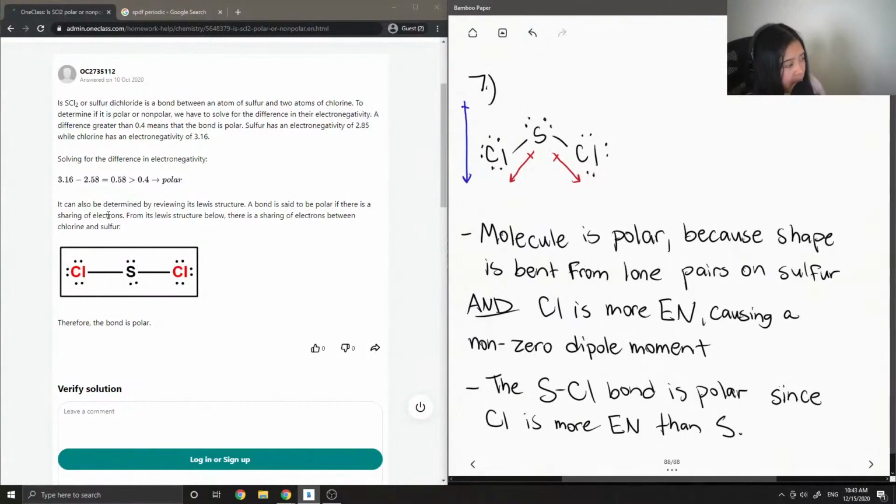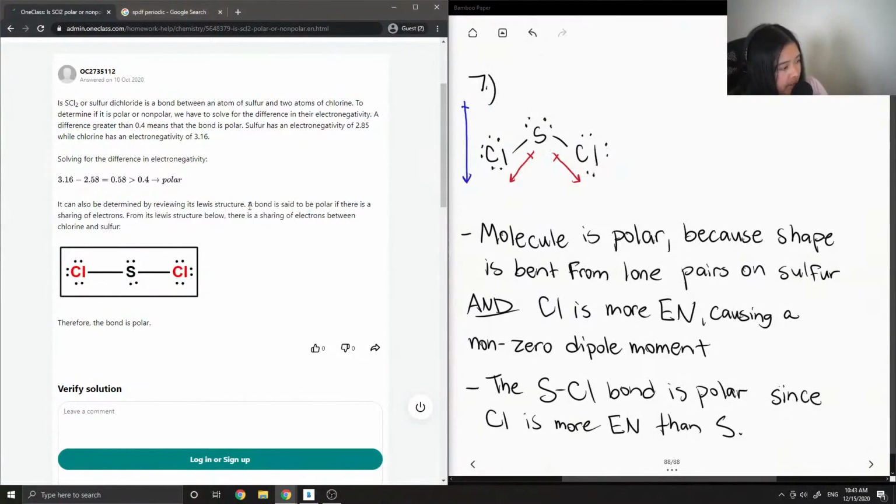It can be determined by reviewing its Lewis structure. A bond is said to be polar if there is a sharing of electrons. From its Lewis structure below, there is a sharing of electrons between chlorine and sulfur. Therefore, the bond is polar.